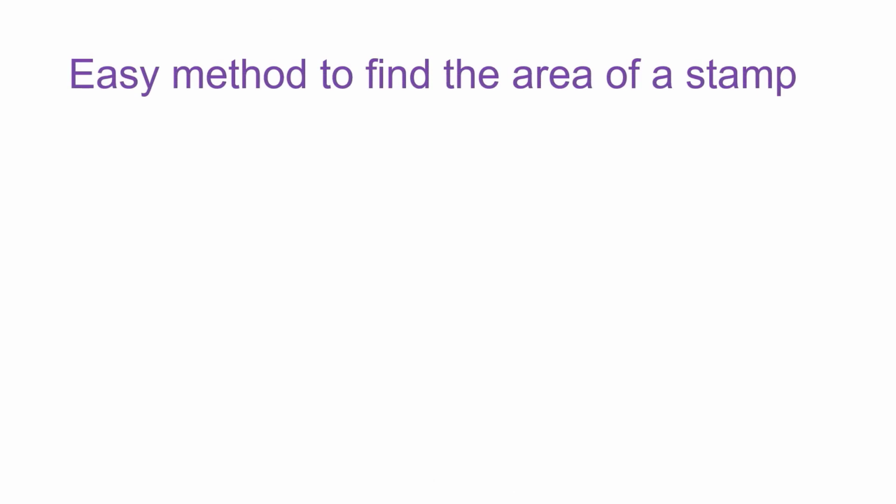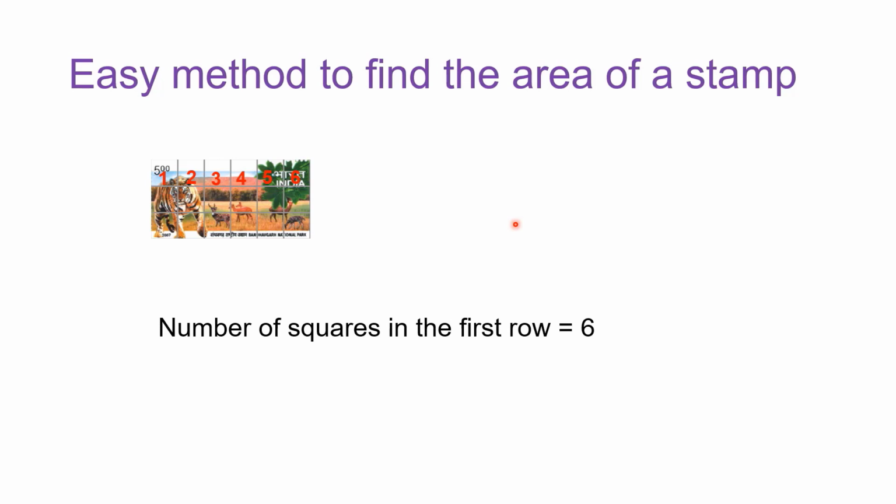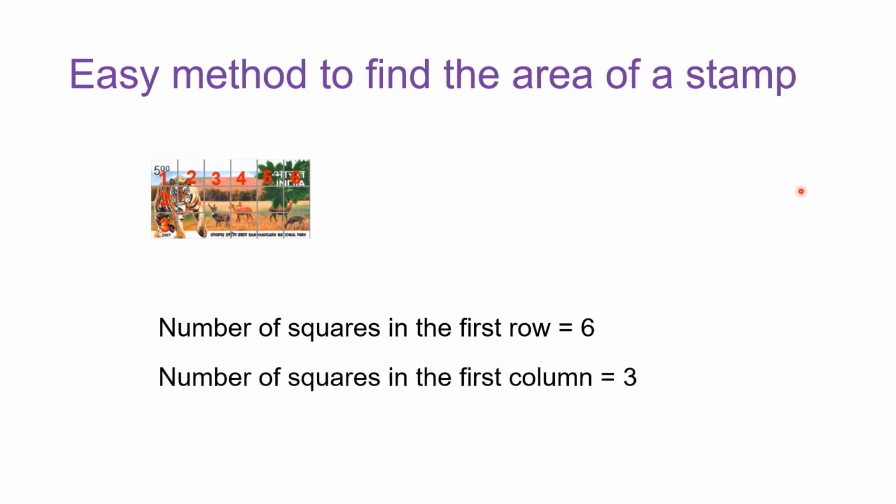There is an easy method to find the area of a stamp. Let us take the same stamp. Now count the number of squares along the first row. Number of squares in the first row equals 6. Let us count the number of squares in the first column. Number of squares in the first column equals 3.